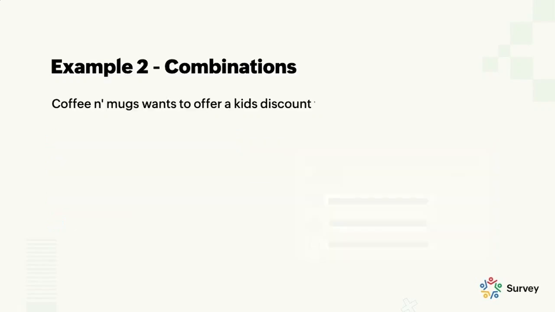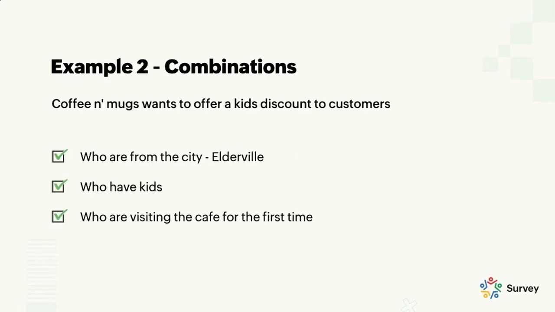And also you can use a combination of display logics. So we'll understand this better using an example. Let's say Coffee and Mugs wants to offer a kids discount to some of its customers. It's not for everyone. So the criteria for this is A, people who are from the city Elderville, B, who have kids, and C, who are visiting the cafe for the first time.